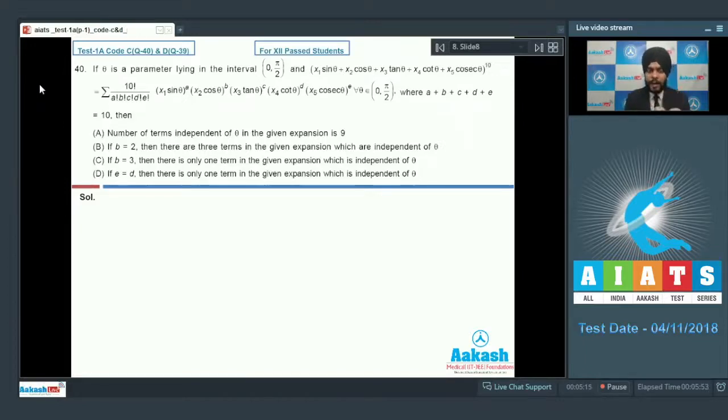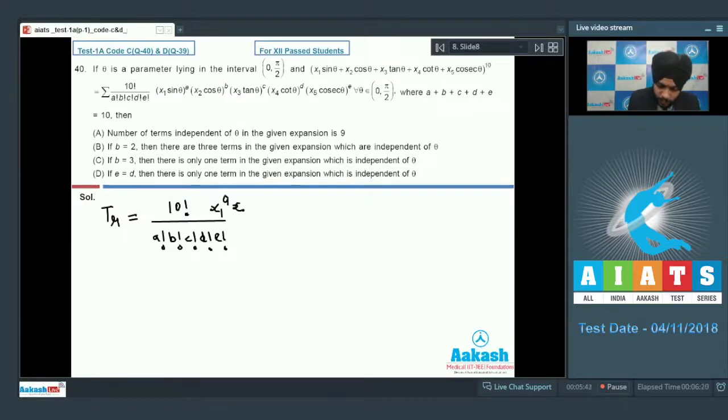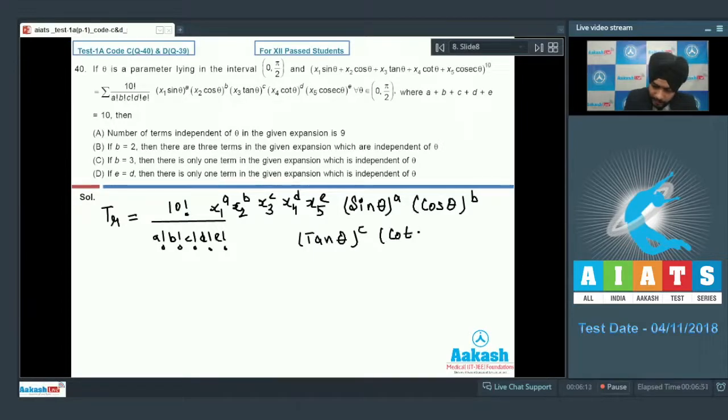If I write down the general term and I write down the powers of sin theta and cos theta in the general term, I will have T_r as 10 factorial upon a factorial, b factorial, c factorial, d factorial, e factorial. Carefully see, we will have x1 raised to power a, x2 raised to power b, x3 raised to power c, x4 raised to power d, and x5 raised to the power e. Obviously, I am not concerned with the factorial terms and the x1, x2, x3 terms. I am concerned with sin theta, cos theta, tan theta terms. I'll have sin theta raised to power a, cos theta raised to power b, tan theta raised to power c, cot theta raised to the power d, and finally cosecant theta raised to the power e.